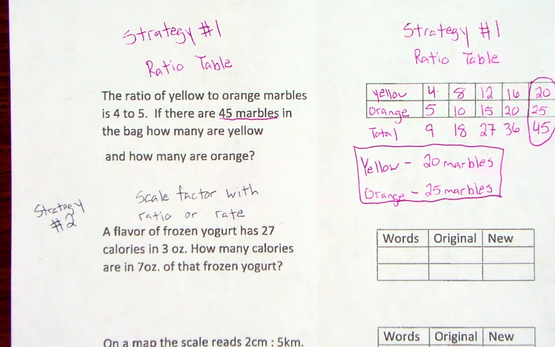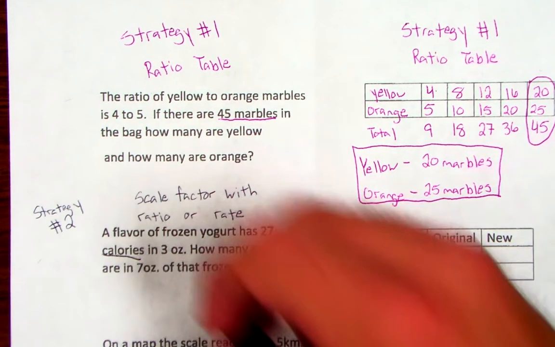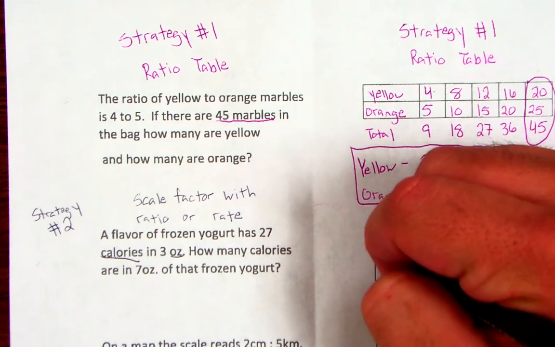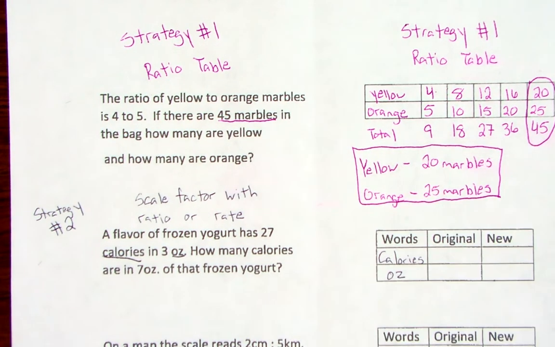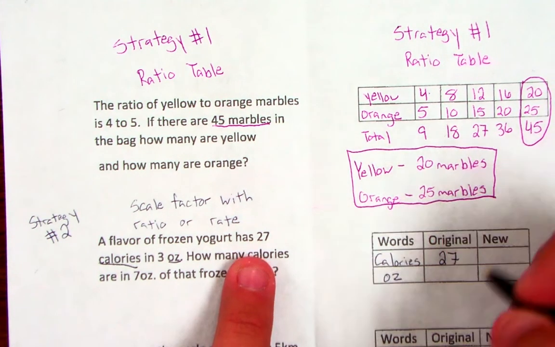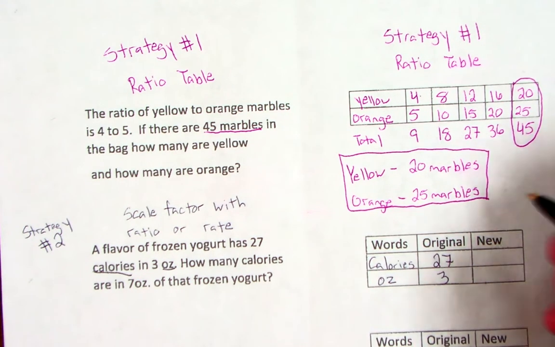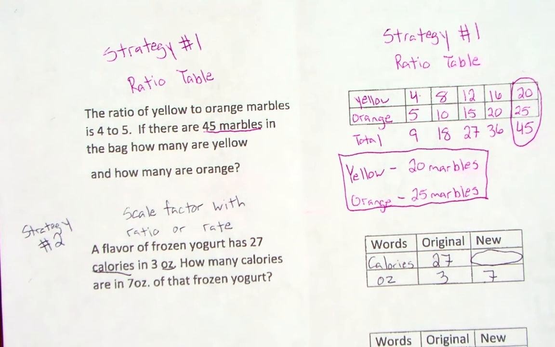What 2 things am I comparing? Well, I'm comparing calories to ounces. Calories to ounces. It tells us for 27 calories, there are 3 ounces. We want to know how many calories are in 7 ounces.